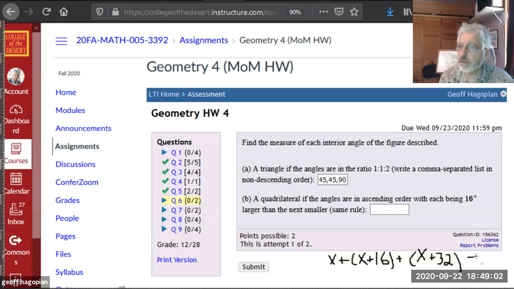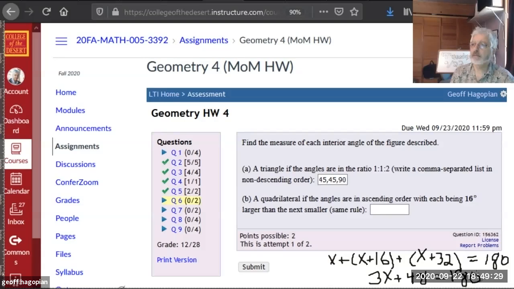And that's the sum of the interior angles, which must be 180. And so 3x plus 48 is 180, right? Sorry, that's so difficult to write. I have a question. Yeah.